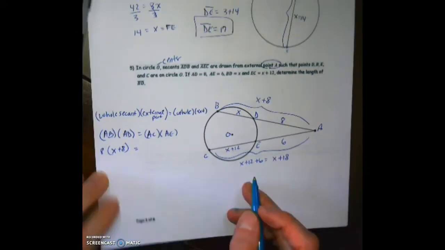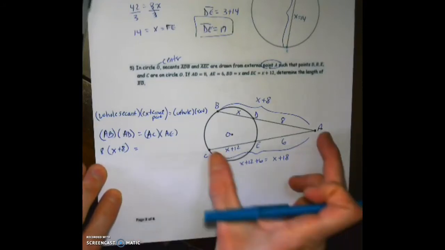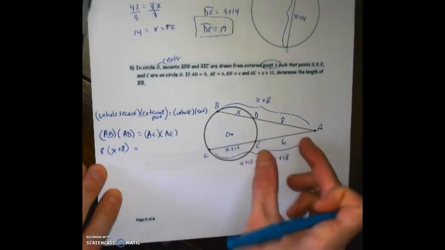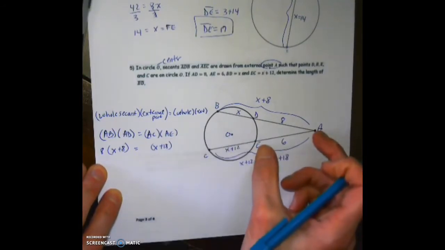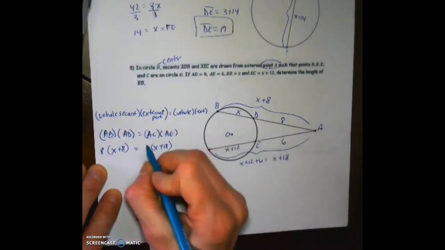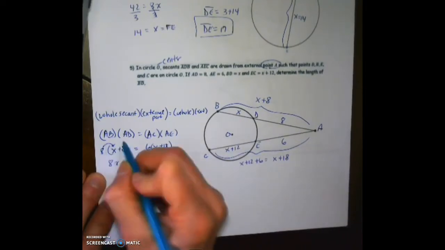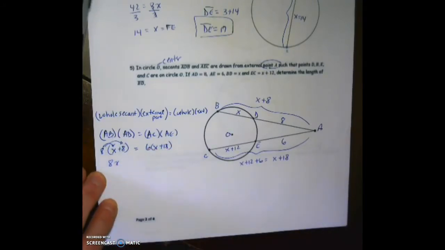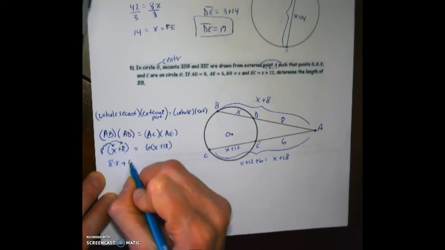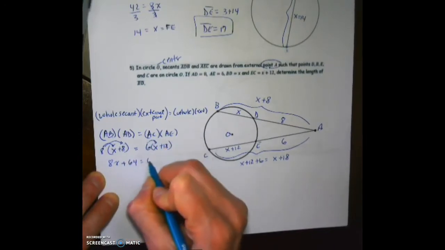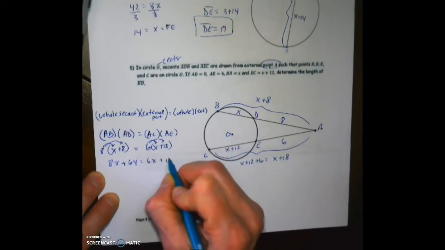And then the other side of our equation is segment AC, which we said is the whole segment. Remember, we added those two pieces together to get X plus 18 times AE, which is just a single digit. So again, I'm going to put the 6 in front just so it's easier when I now distribute. So 8 times X is 8X, and 8 times 8 is plus 64. And that's equal to 6 times X, or 6X, and 6 times 18, which is 108.